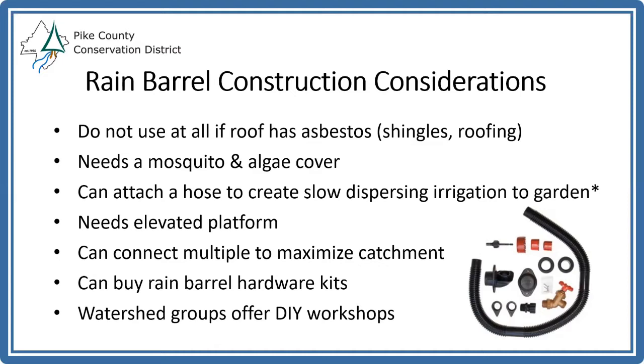It needs to be elevated off the ground just slightly. And you can connect it to multiple barrels, so you can connect a lot of different barrels and multiply your catchment. You can buy rain barrel hardware kits. So if you would like to get a recycled barrel but don't want to do too much hunting around for the other parts, you can purchase rain barrel hardware kits. And right now, when we're all home and doing work in our yards, it's a great DIY project for your yard.